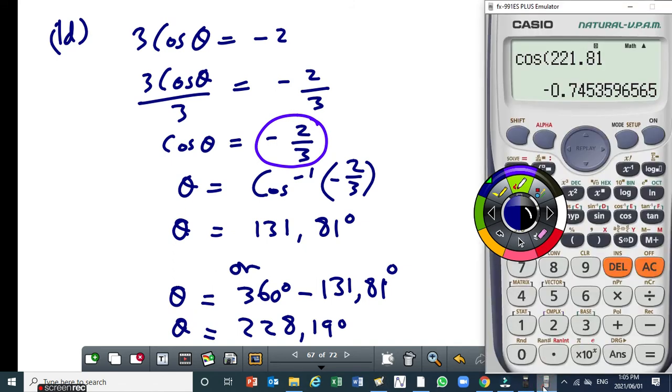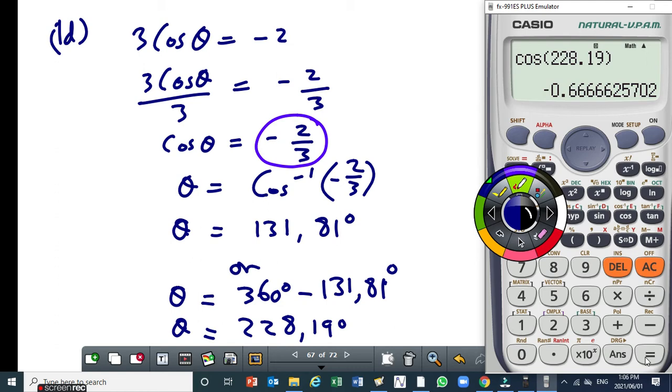So if I find cos 228.19, you get minus 0.666, which is equivalent to minus 2 over 3.